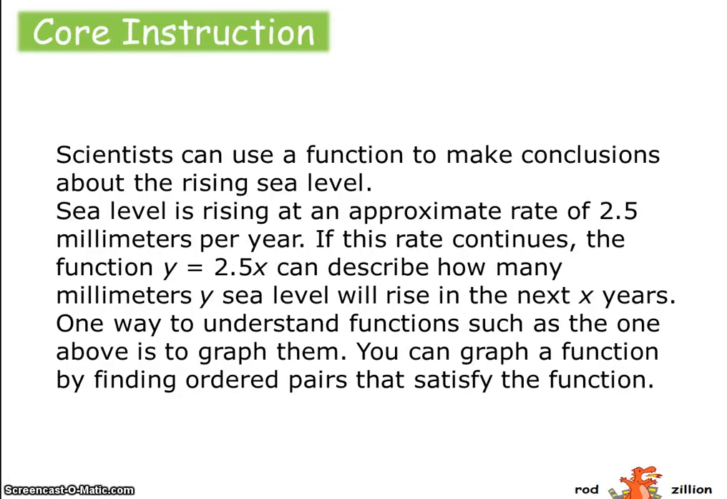So scientists can use a function to make conclusions about the rising sea level. Sea level is rising at an approximate rate of 2.5 millimeters per year. If this rate continues, the function y equals 2.5x can describe how many millimeters y sea level will rise in the next x years. One way to understand functions, such as the one above, is to graph them. You can graph a function by finding ordered pairs that satisfy the function.